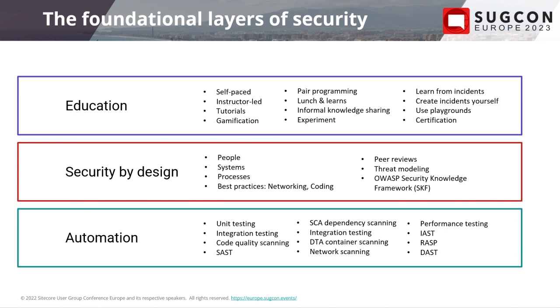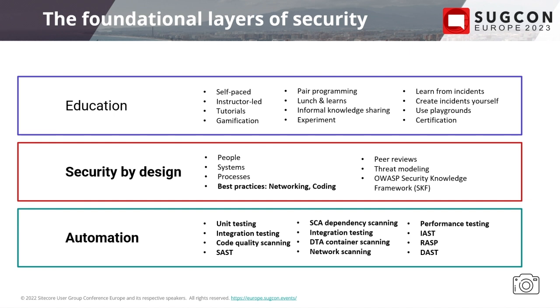So notice this is the last step. And this is the last step for a reason, because if you don't go through the previous two steps, all you're doing is just automating bad stuff, right? So automating the pain. So in this session, we'll talk about the best practices on networking, coding, and then we'll take a quick look at automation, how we can test for our security.